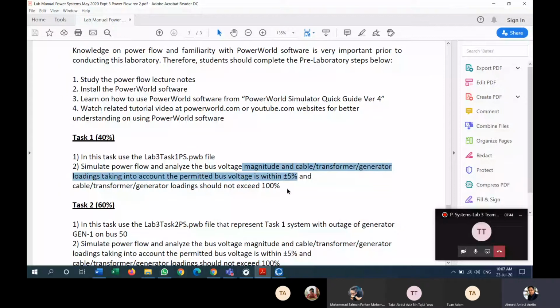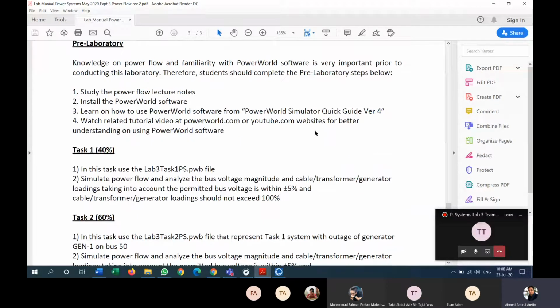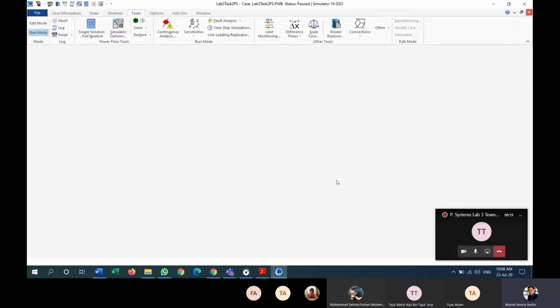And the loading parameters cannot exceed 100%. So once you do the simulation, you need to look very carefully at those two parameters: are they within the limits or not? This is task 1. So I will go straight to the PowerWorld file and see. This is task 2.